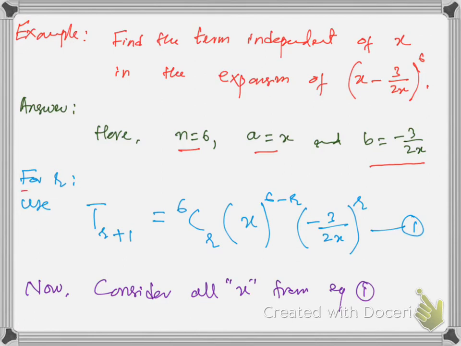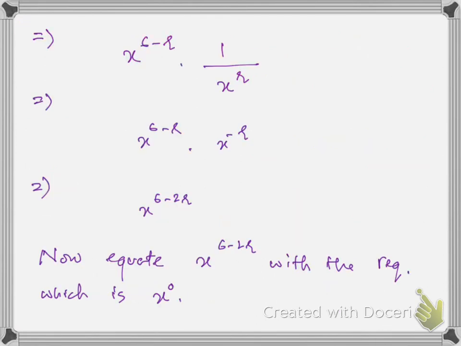Here r is missing, so first work for r, using the T R plus 1 formula. Substitute everything in this formula except r and make sure you write the negative sign here. Always consider the second term with its sign. Now take out all x from this equation. When you take out all x, you will get these things, and you just need to simplify these 2x. You know, when same bases multiply, we add their powers. Finally you will get this thing.